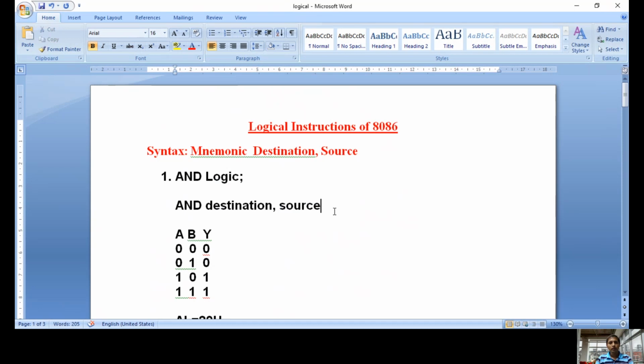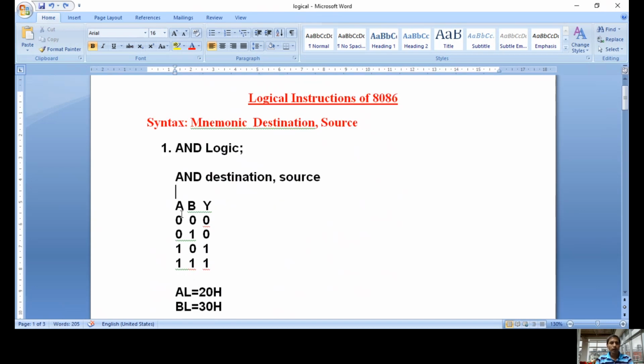If source and destination are both registers, or one is a register and the other is memory, we can perform the AND operation easily. Or the destination may be a register and the source may be data, and we can perform it. So the source may be a register, memory or data, and the destination may be a register or memory. Let us see the truth table for AND logic.